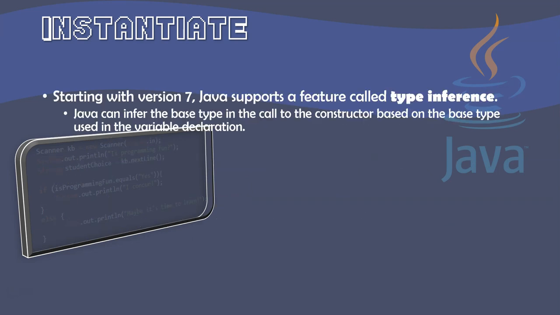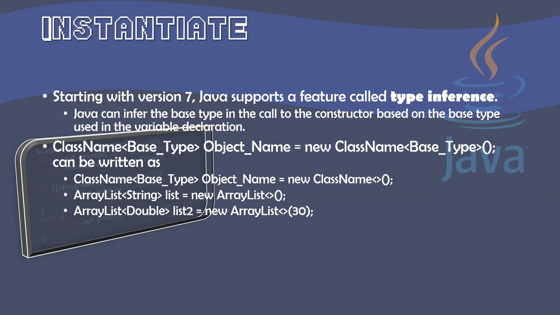Now, starting in version 7, Java supported a feature called type inference, which means Java can infer the base type in the call to the constructor based upon the base type that's used within that variable declaration. And what this ends up meaning is that if I were to look at the structure, ClassName, base type, object name equals new ClassName, base type, we could write this out as ClassName, base type, object name equals new ClassName. Notice the base type that was here in these brackets is no longer here in these brackets. So this is inferring what that type is.